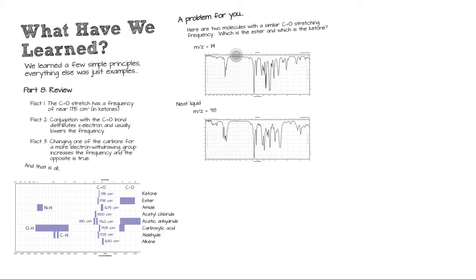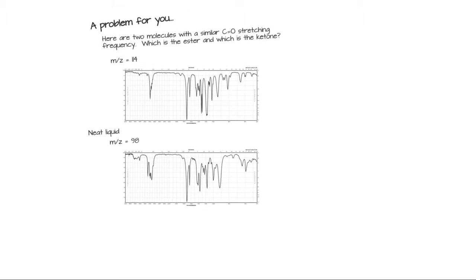So let's look at a little problem here. Here's two molecules, and they've got fairly similar CO stretching frequencies. Which one's an ester and which one's a ketone? Okay, so let's think here. Why would they have the same stretching frequencies if one's an ester and one's a ketone? Well, maybe there's a reason that that ketone is slightly higher in frequency than it should be. Or maybe there's a reason that that ester is slightly lower in frequency than it should be. Can you remember what increases the frequency of vibration in ketones and decreases the frequency of vibration in esters? That would be useful in solving this problem.